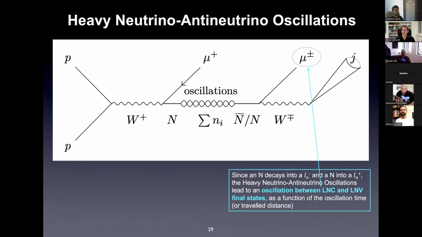What is important is that at some point, the heavy neutral leptons are going to decay. When they decay and they are in an N state, then they produce a charged lepton, like a muon. But when they are in an N bar state, then they will produce a charged antilepton. So, depending on whether you have oscillated or not, you have same-sign or opposite-sign leptons as your final states. Whether you have lepton number violation or conservation depends on whether these oscillations have taken place, and this depends on the lifetime of the heavy neutral leptons. So you see an oscillating pattern of lepton number violating and lepton number conserving events in your detector. And that's what we call heavy neutrino-antineutrino oscillations.